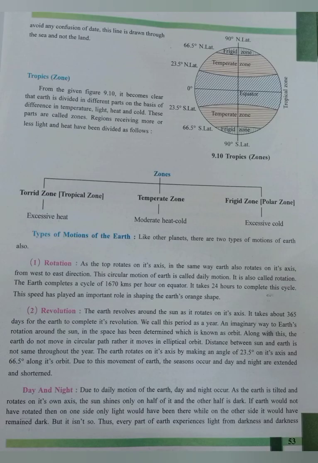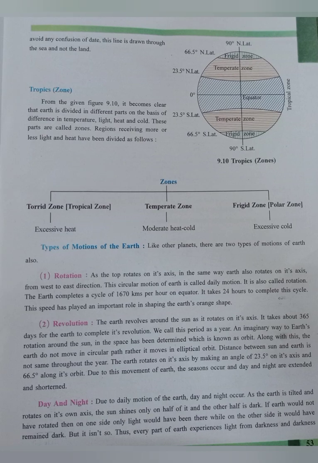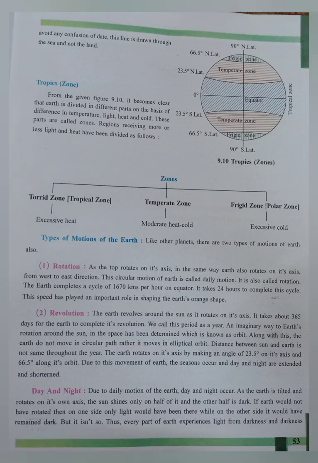Tropics Zone. From the given figure 9.10, it becomes clear that Earth is divided into different parts on the basis of difference in temperature, light, heat and cold. These parts are called zones. Regions receiving more or less light and heat have been divided as follows. Zones: torrid zone, tropical zone, excessive heat; temperate zone, moderate heat and cold; frigid zone, that is polar zone, excessive cold.